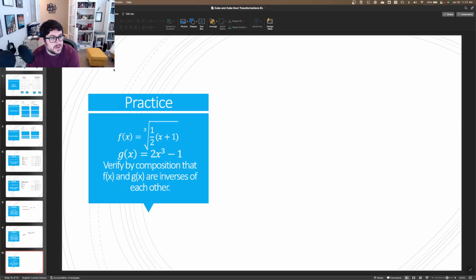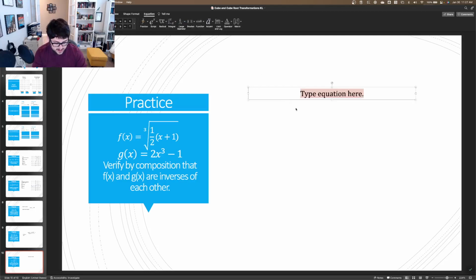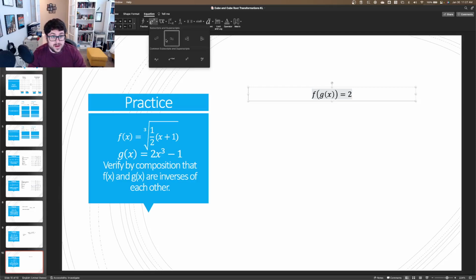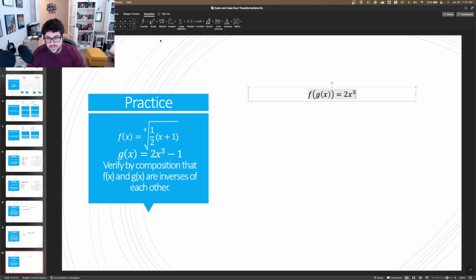This thing. All right. Let's grab a text box. Let's grab an equation. And I'm going to do the same thing. F of g of x. So g of x is 2x to the third minus 1. And we're going to take this whole thing. We're going to shove it in where this x is.